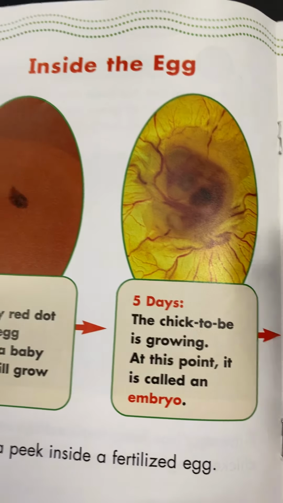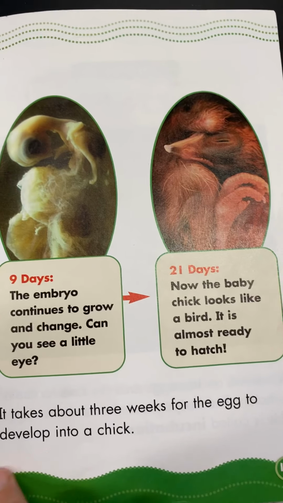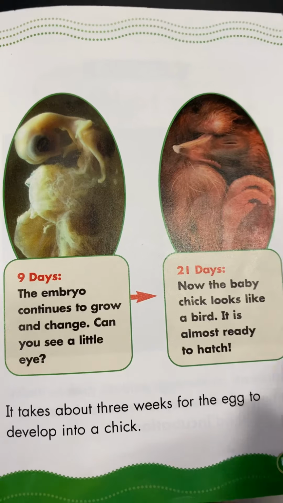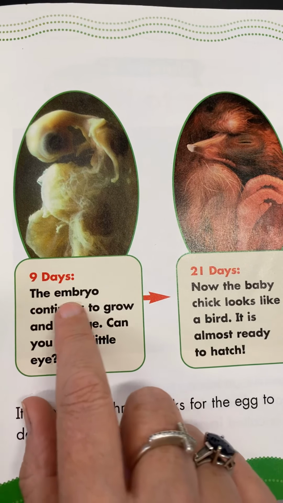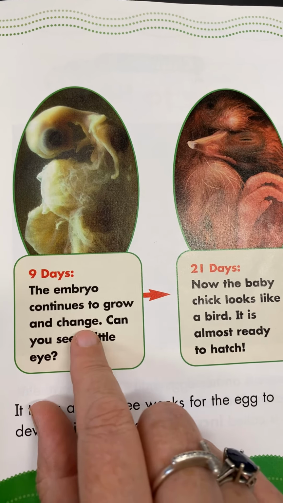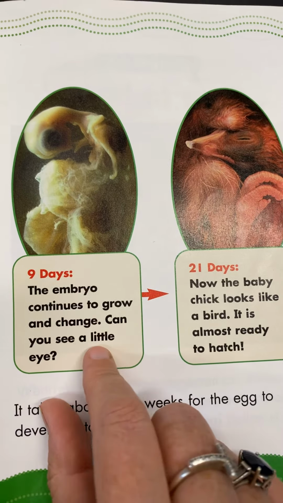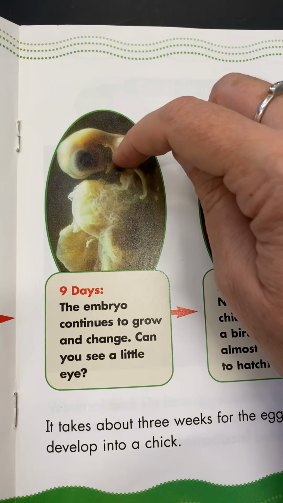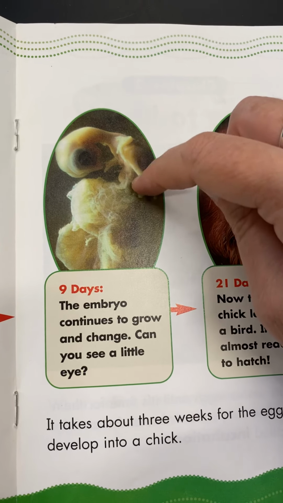Let's take a peek inside a fertilized egg. It takes about 3 weeks for the egg to develop into a chick. After 9 days, the embryo continues to grow and change. Can you see a little eye? Can you see the eye right there? Yeah, and there's a little wing right there and a leg right there.